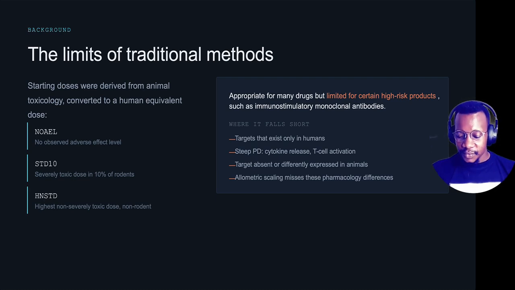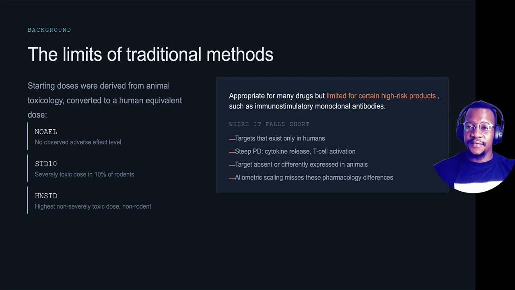Then some of these drugs also elicit steep pharmacodynamic responses, such as T cell activation or cytokine release, and these can be difficult to predict in animal studies, like I've just said. Some relevant targets might be absent or differently expressed in animal species, which sort of covers point number one as well.